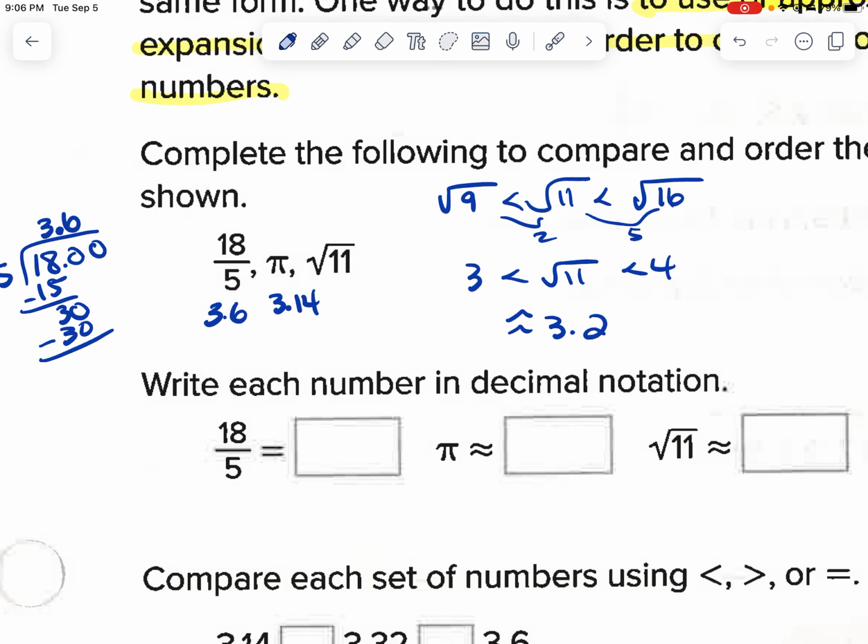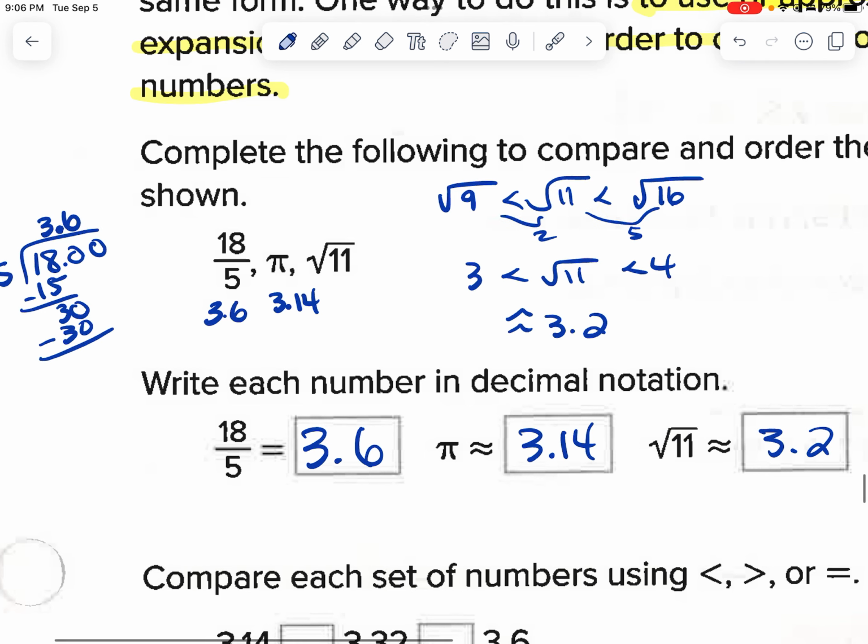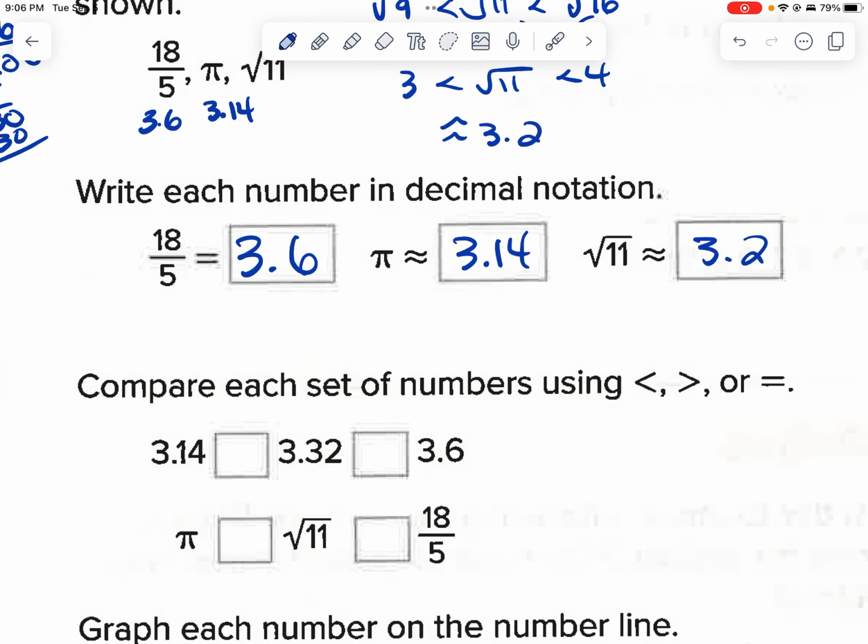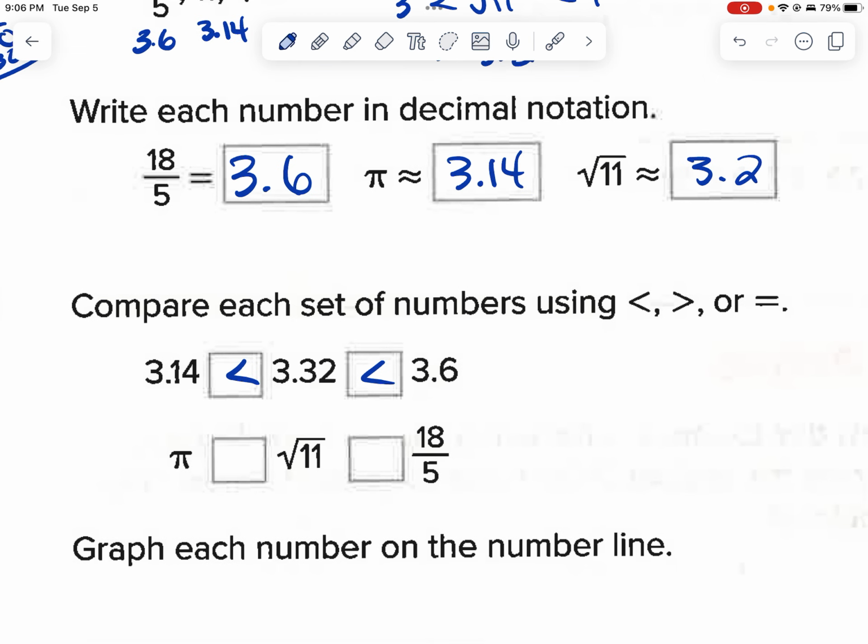Okay. This was 3.6, 3.14, and 3.2. So 3.14 is less than 3.32. Oh, that's what that is. Okay. So pi.